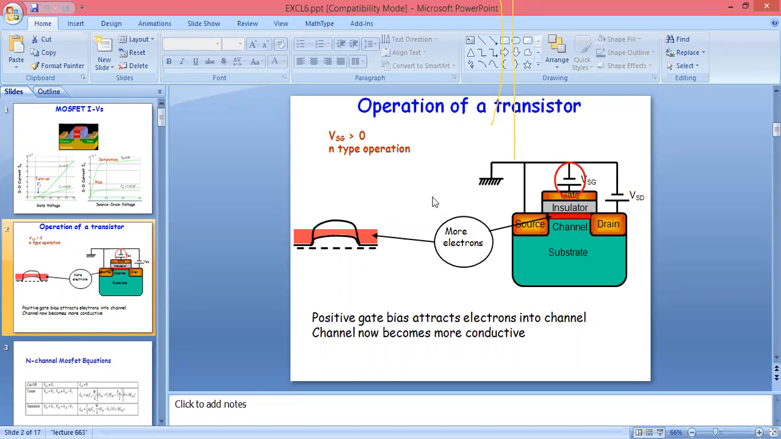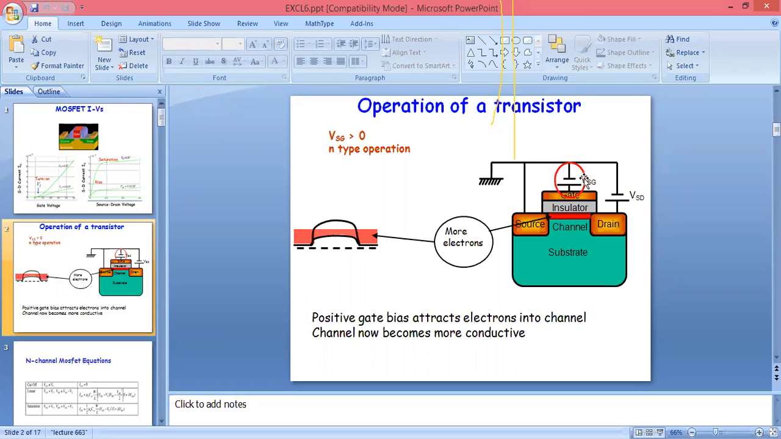If we are not applying any VGS, this is nothing but... here they have written VSG. But if you see, the positive terminal is connected with the gate and the negative terminal is grounded, so this is nothing but the VGS. But it is written at the top instead of below. That's why here they have written VSG.